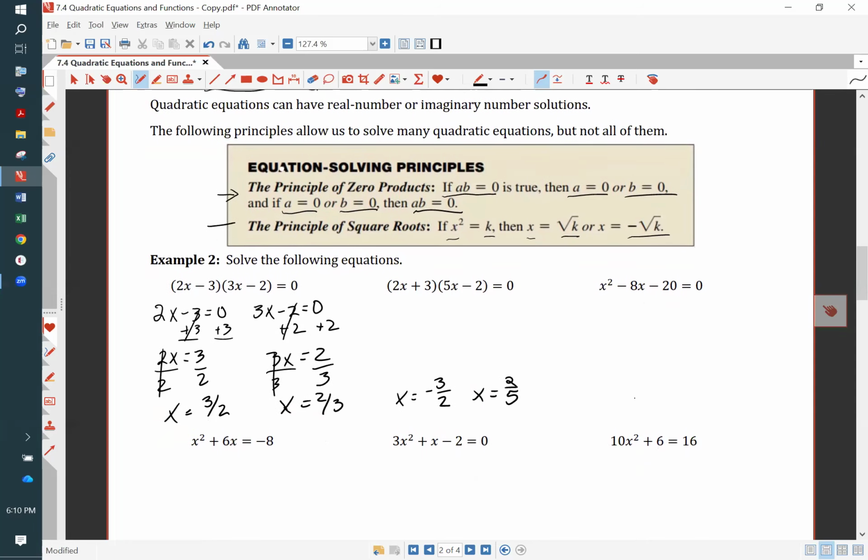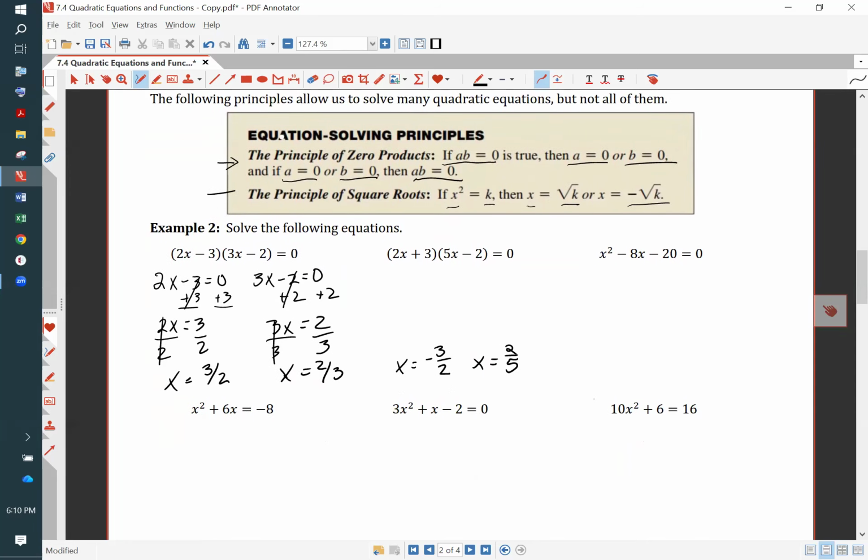Okay. Now, as you know, I usually have similar problems together, one for you to work, one for me to work. I'm going to work the second one because this one down here, we need to get everything equal to 0 on one side. So we're going to add 8 to both sides here.